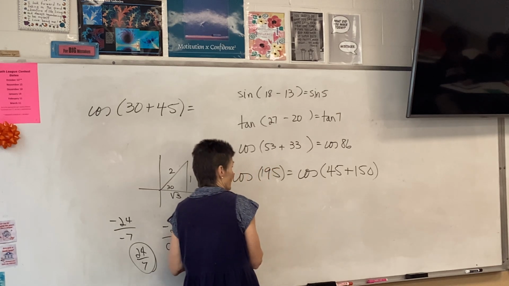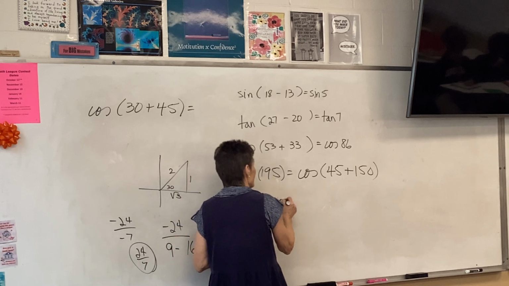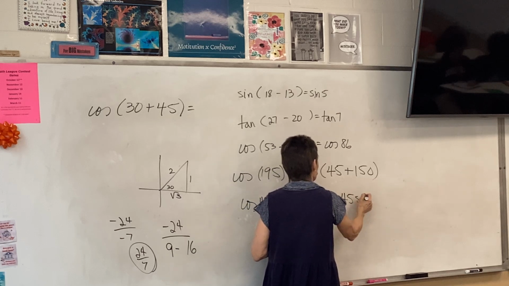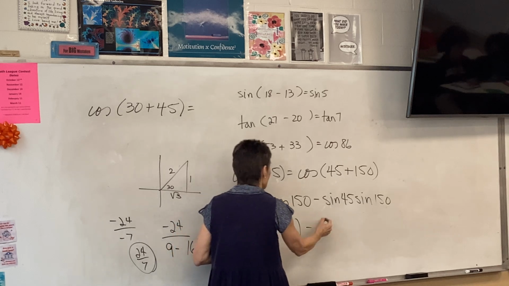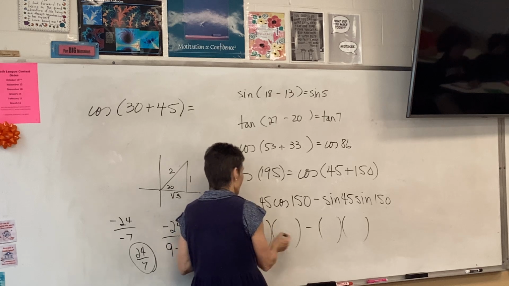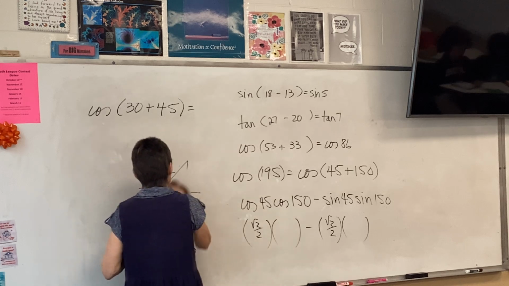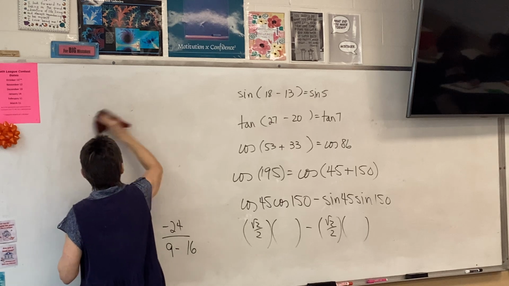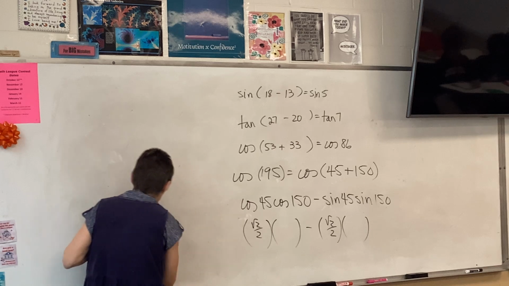Now, what's my formula say? I'm gonna stick with this. Cos 45, cos 150, minus sine 45, sine 150. And the 45 is root 2 over 2. We know the 45s, that's another reason for using them. Root 2 over 2. And then the 150, you gotta be careful because 150 is not quadrant 1. So you're gonna have some negatives to deal with.